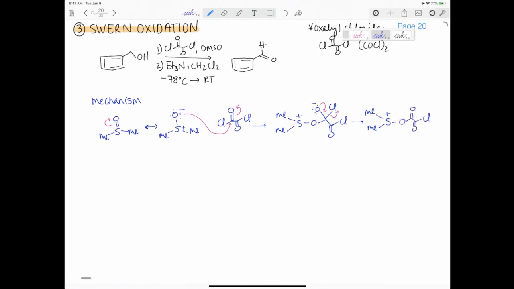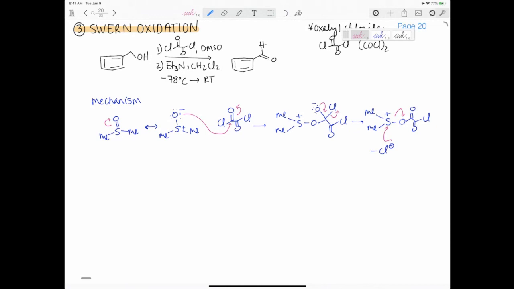Okay, so I take away the chlorine. It's gone. Goodbye. Then this chlorine is going to come back. Remember, every time you kick something off, it's probably not happy about it, so it's going to come back for revenge and attack the positively charged sulfur atom, knocking this out, right?